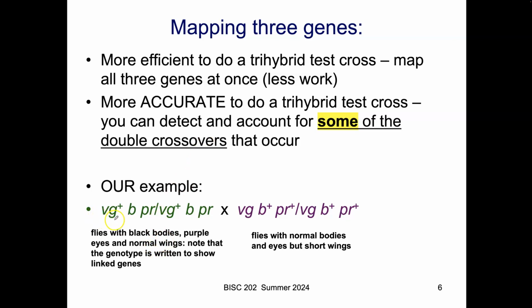So we're going to look at the vestigial, black, purple situation again. We're going to write it with correct notation because we know from the previous lecture that these genes are linked. I'll remind you of the phenotypes when we do the lecture. But basically, we're going to make trihybrids that are heterozygous for the vestigial wild type or mutant, for the black gene wild type or mutant, and the purple gene wild type or mutant.